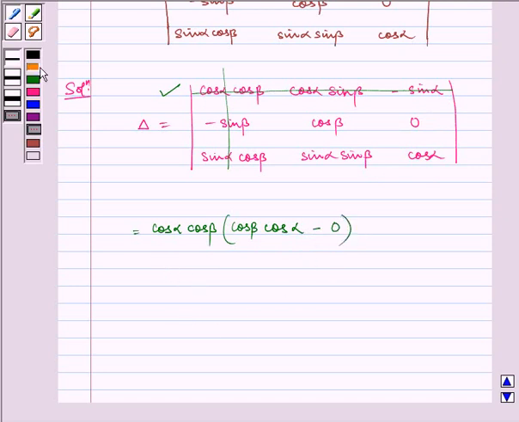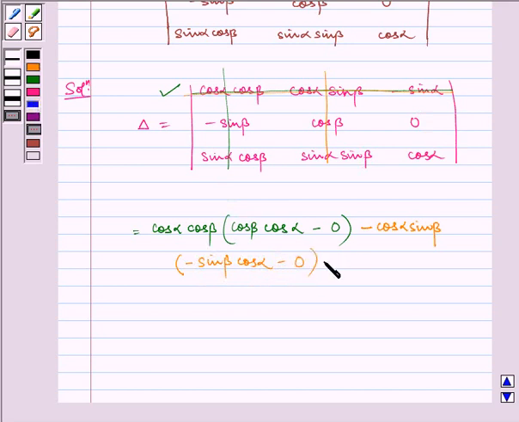Now, minus cos alpha sin beta. For this, eliminating this column and this row, we get multiplied by minus sin beta cos alpha minus 0.